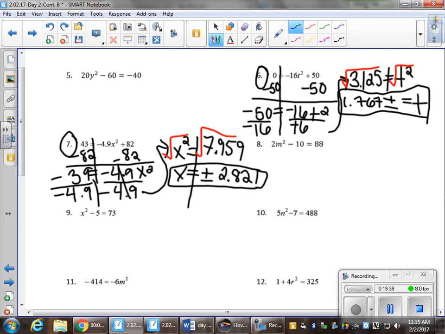Okay, so don't write on this, but take your notebook and write the problem and then do it in your notebook. Okay?